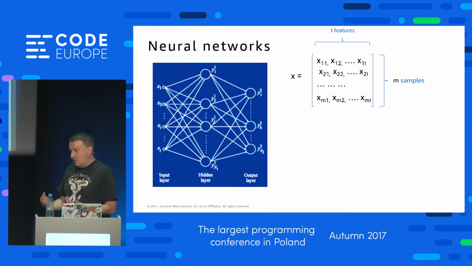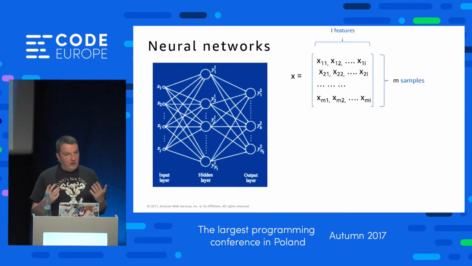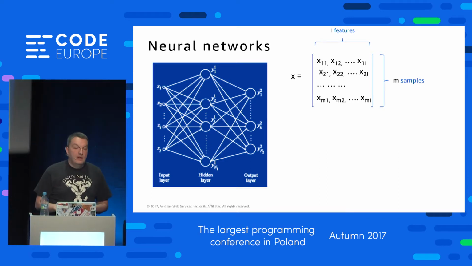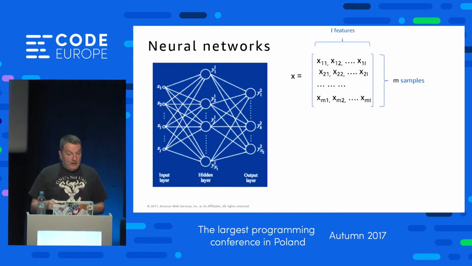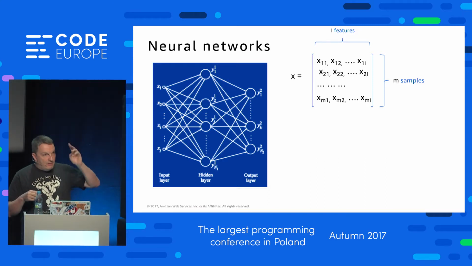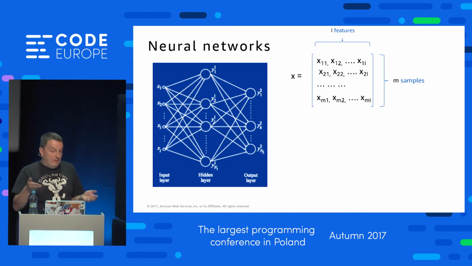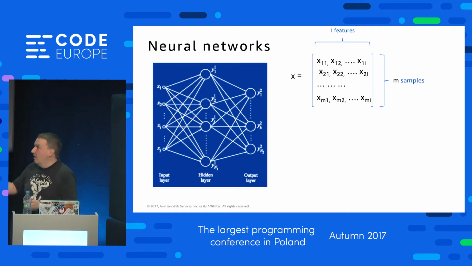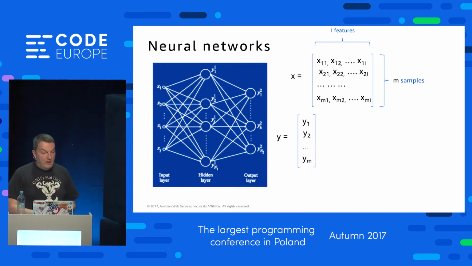So we're going to build our data set. That data set is going to be made of samples. Each line in that matrix is a sample, and as you can see, it has as many columns as we have neurons on the input layer. So here we have M samples, and each sample has L features, which is, once again, the number of neurons on the input layer.